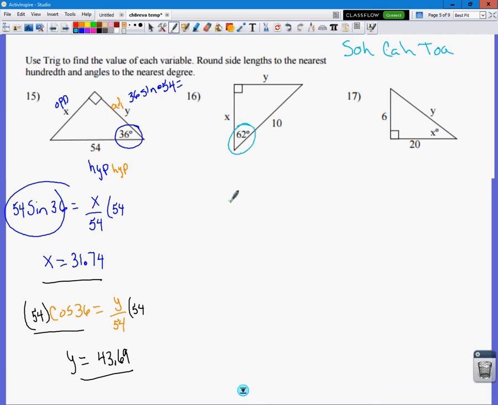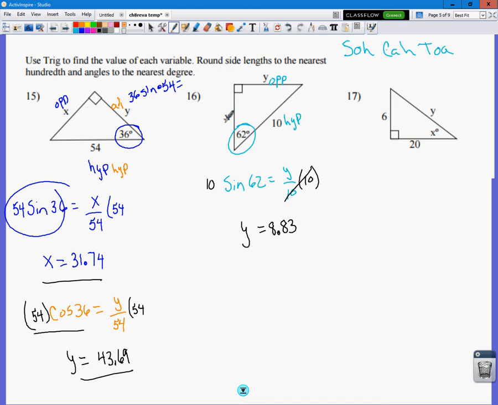Start at an acute angle. The y is opposite. The 10 is the hypotenuse. Opposite hypotenuse, sine. The sine of 62 is equal to the opposite y over 10. And I'd multiply both sides by 10, leaving me y being equal to 8.83.